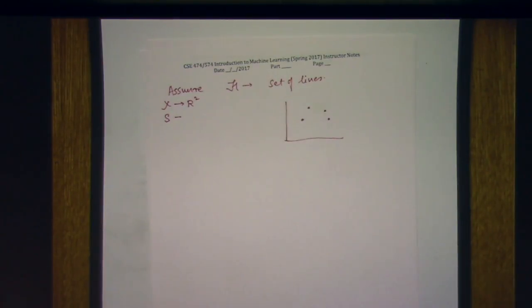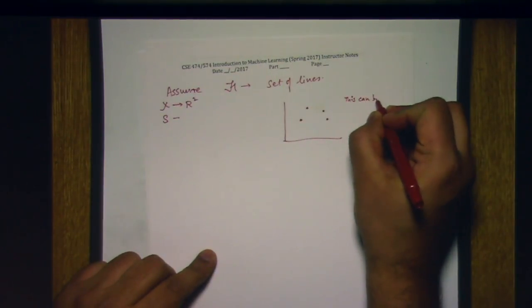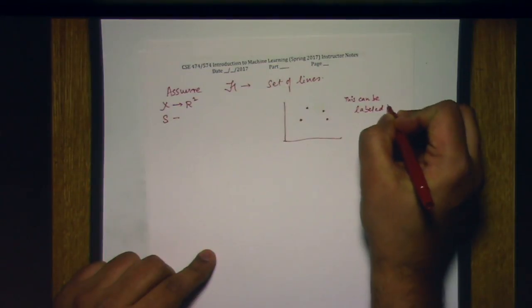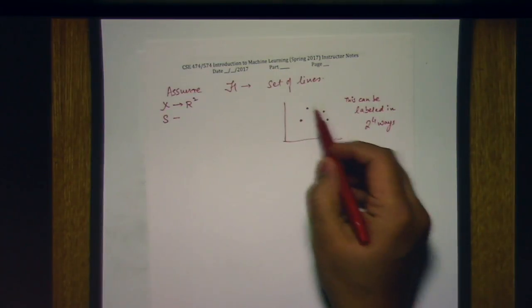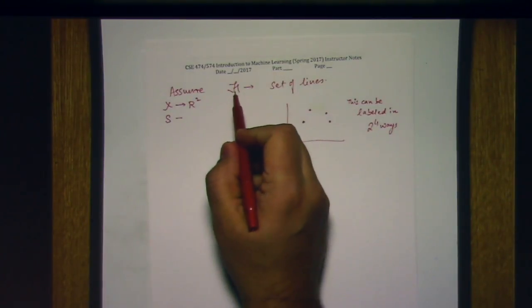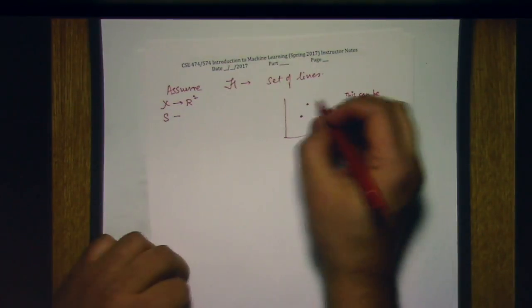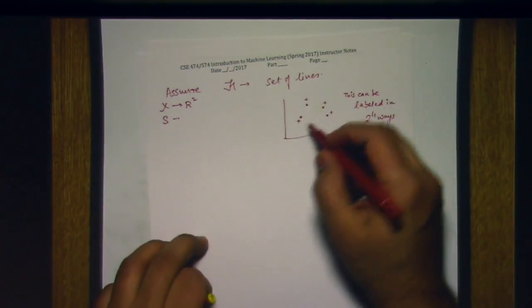Now I can label it in 2 power 4 ways. I can call all of them positive, all of them negative, and so on. What VC dimension wants to ask is whether there will be a hypothesis in H that will have the same effect. So let's say I color everything positive. Will there be an H, because these are lines, that calls all of these positive? The answer is yes. You can draw this line. It will label everything positive.